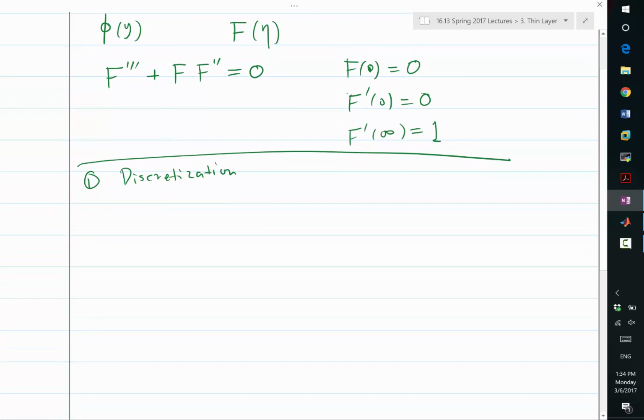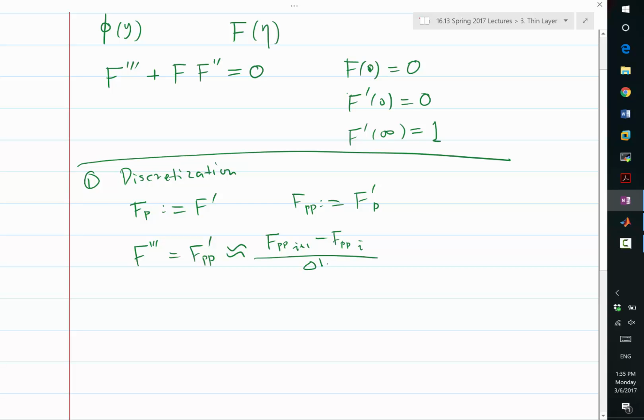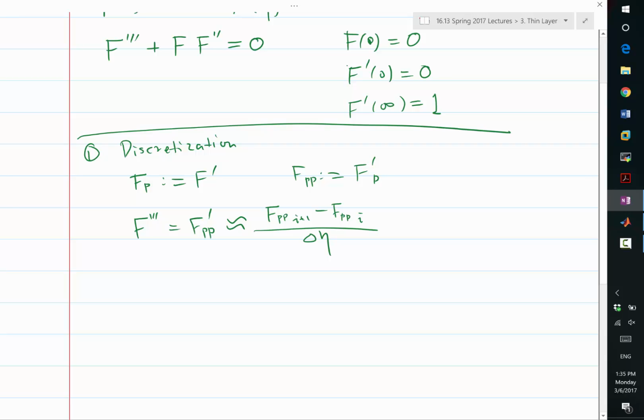So I'm going to repeat very fast what we ended up doing last time. We are going to introduce two more variables. We call fp, defined as f prime, and fpp, defined as the derivative of fp, or f double prime. And the third derivative of f is basically the first order derivative of fpp, and that is approximated as a central difference on a half grid point. So this is approximated as fpp at I plus 1 minus fpp at I divided by delta eta. That's our finite difference derivative. This is approximated at grid I plus half, or at the middle of grid I and grid I plus 1.